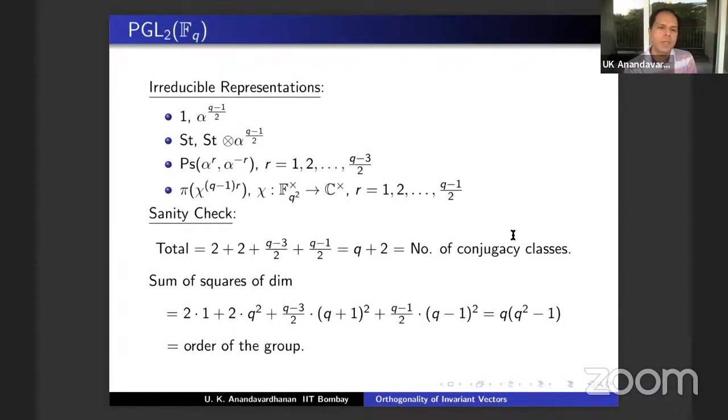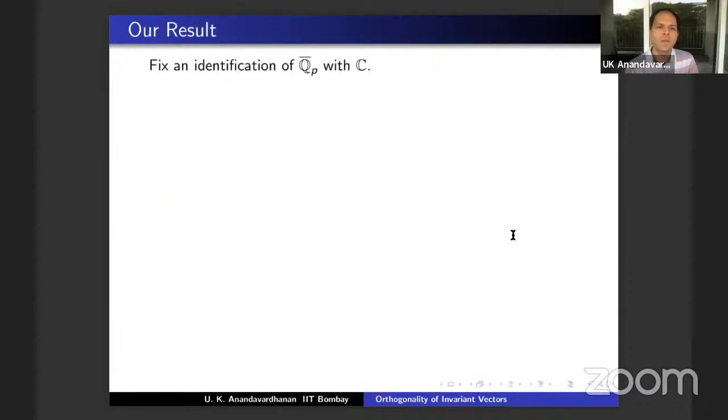So for each of these representations, we should compute the correlation coefficient. And let me formally state the result. Fix any one identification of Qp bar with C. Qp is the field of p-adic numbers. Qp bar is one algebraic closure you fix. You identify it with C. This is kind of a useless identification. There's no real field theory which you can do with this identification. There's nothing canonical about it. But in order to state these kinds of results, you can make this identification.